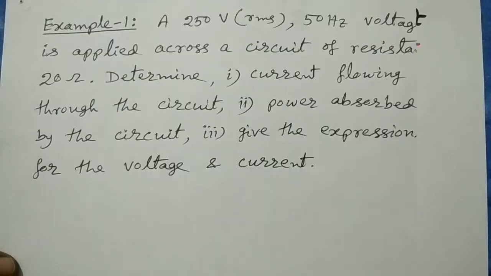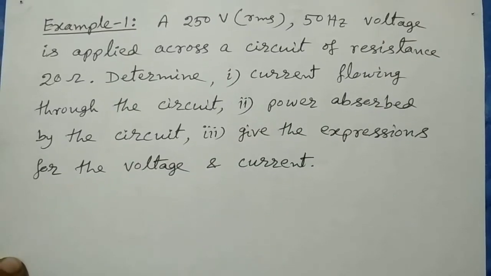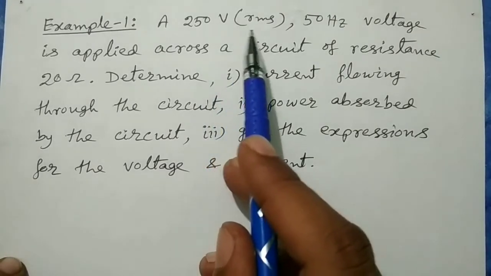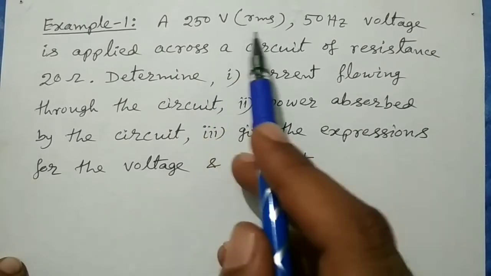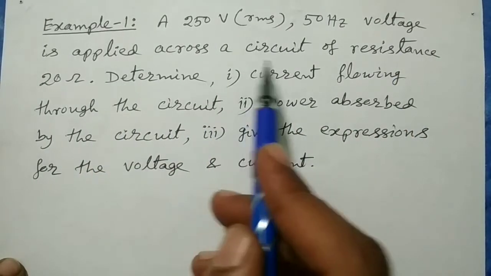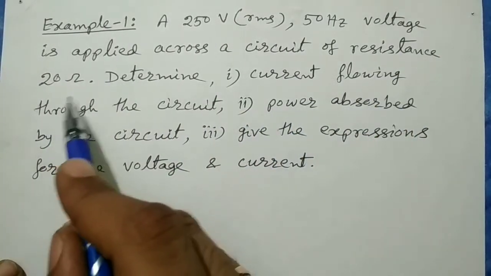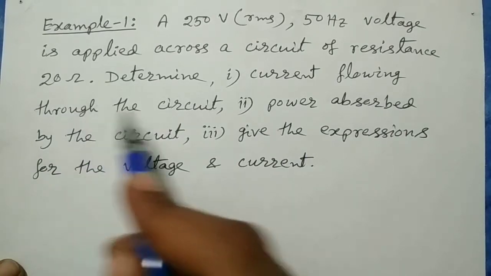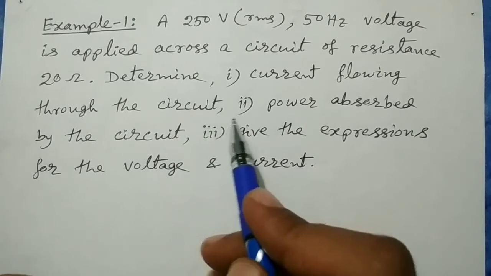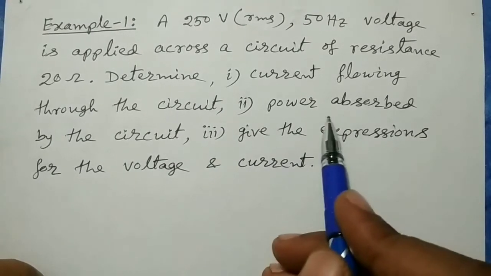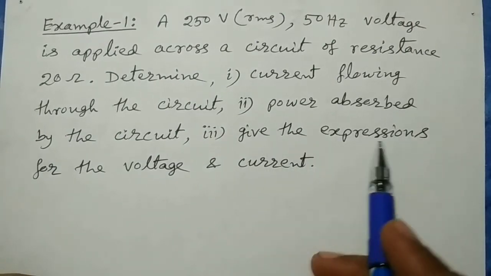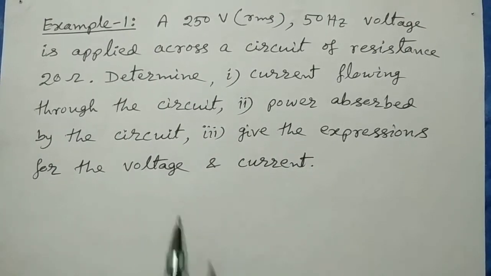Okay. Now see the example. Here the question is a 250 volt, it is the RMS value, a 250 volt 50 Hertz voltage is applied across a circuit of resistance 20 ohms. Determine the current flowing through the circuit. The second part is find the power absorbed by the circuit. And the third part is give the expression for the voltage and current.